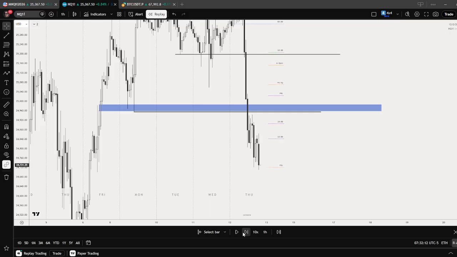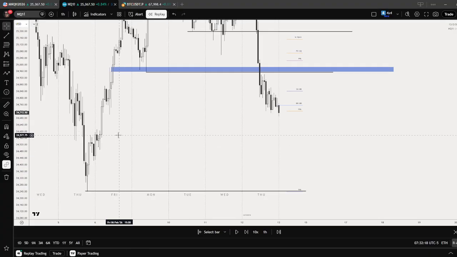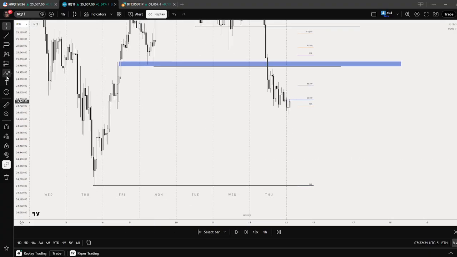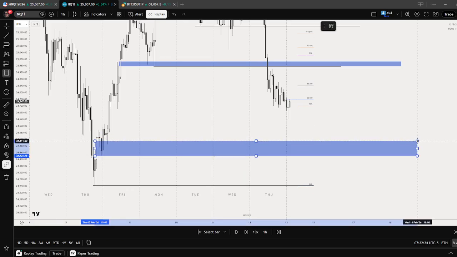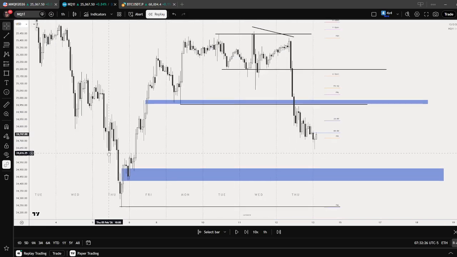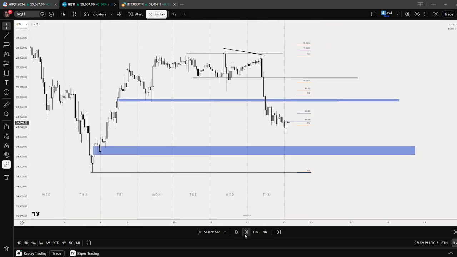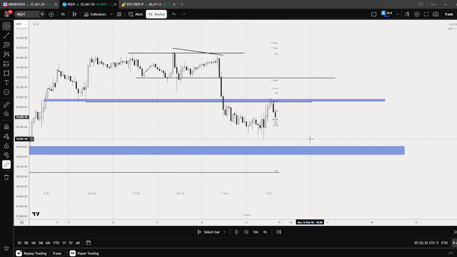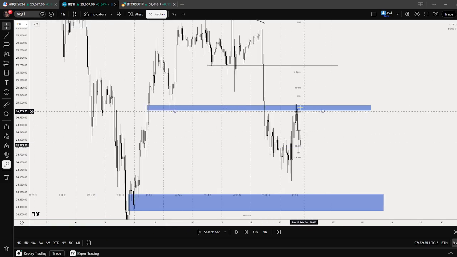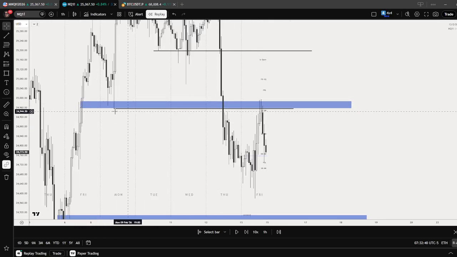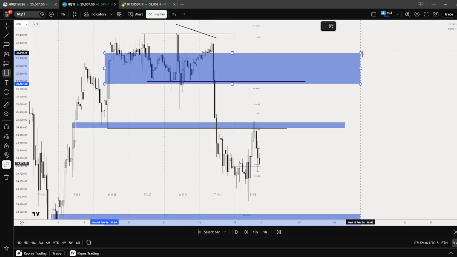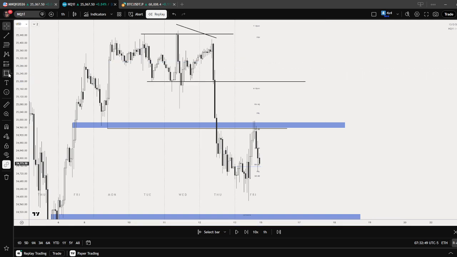Okay, we didn't tap into it, but the draw on liquidity is still correct. Pay close attention to the first fair value gap created in a leg higher. As you can see, I'm always right. I'm maybe not always, but yeah, I was right in that case. This fair value gap was very crucial. As you can see, we have plenty of fair value gaps, but not every fair value gap is important for you.